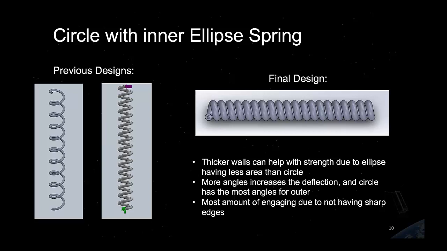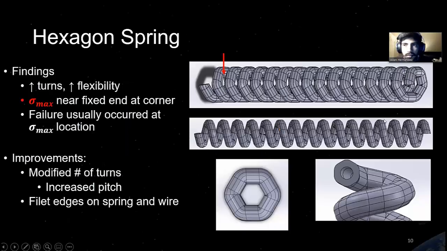And then the last reason is the most amount of engagement due to not having sharp edges. When we tried some square and some sharp edges in our design, we did see that the edge of the design is not engaging a lot and it's not handling a lot of the stress. So we could easily cut down material in that case by just changing the design to a circle. And I'll pass it to the next design.